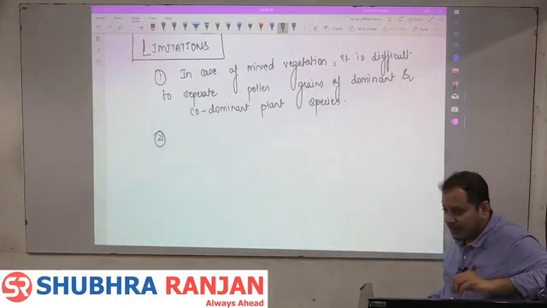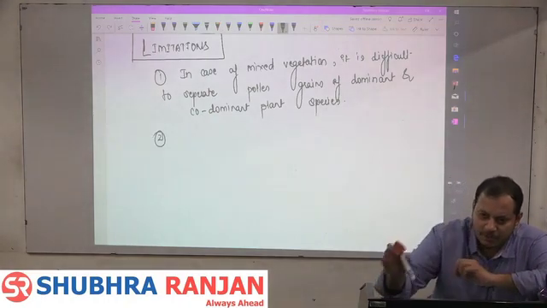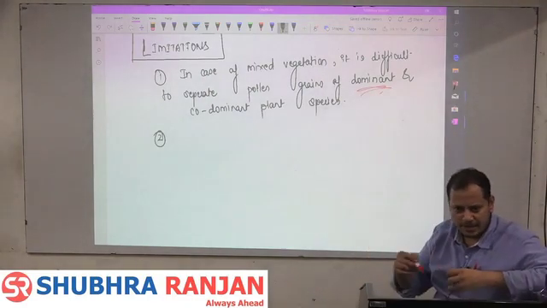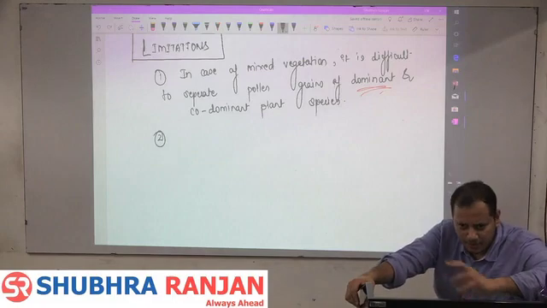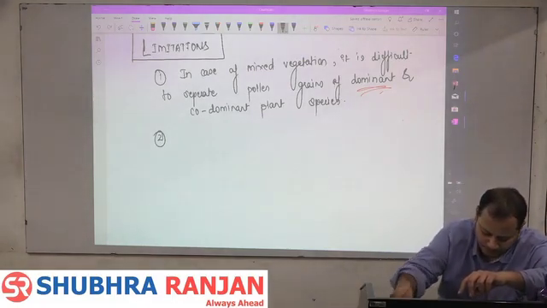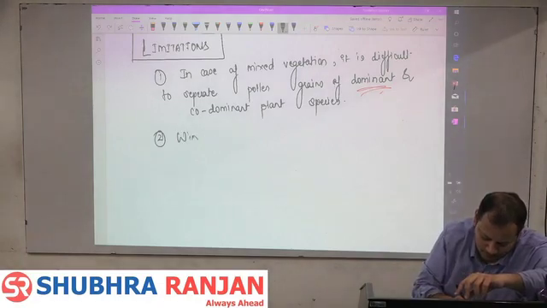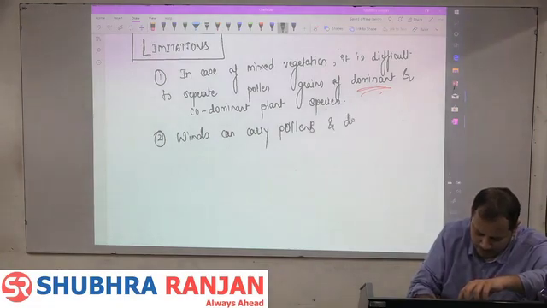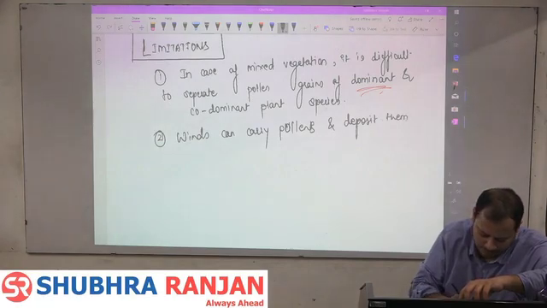What type of climate there is, is always determined on the basis of dominant species, which has maximum aerial coverage, not on the basis of co-dominant species. Second, winds can carry pollens and deposit them in faraway places.